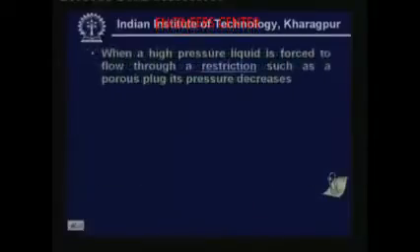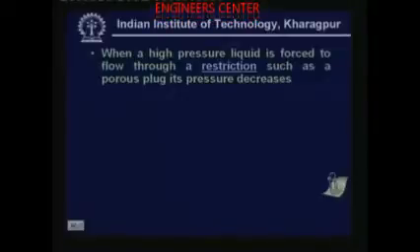Now, when a high pressure liquid is forced to flow through a restriction such as a porous plug, its pressure decreases. So, as I have already mentioned, there are two ways by which you can reduce the pressure of a high pressure liquid. One is by using a turbine and extracting useful output, and the second method is using a restriction. For example, restriction means it could be a valve.